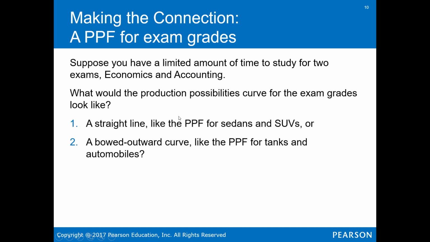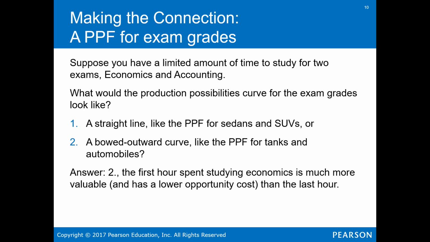Suppose you have a limited amount of time to study for two exams, economics and accounting. Of course, since you're in my economics class, you'd be studying for economics, but what would your production possibility curve look like for the exam grades? A straight line like the PPF for SUVs, or a bowed outward curve like the PPF for tanks and automobiles? And one of the reasons is maybe the more you study, you're not really gaining any more knowledge in that specific subject, right? Answer 2.